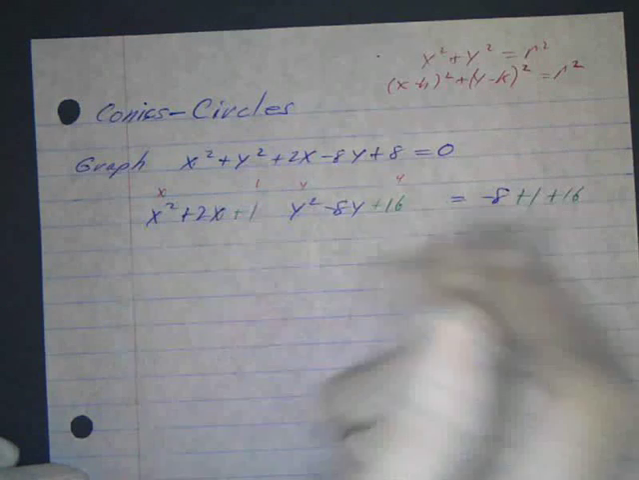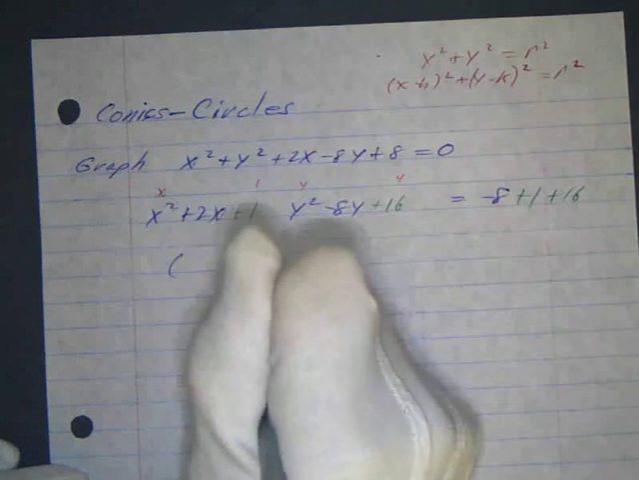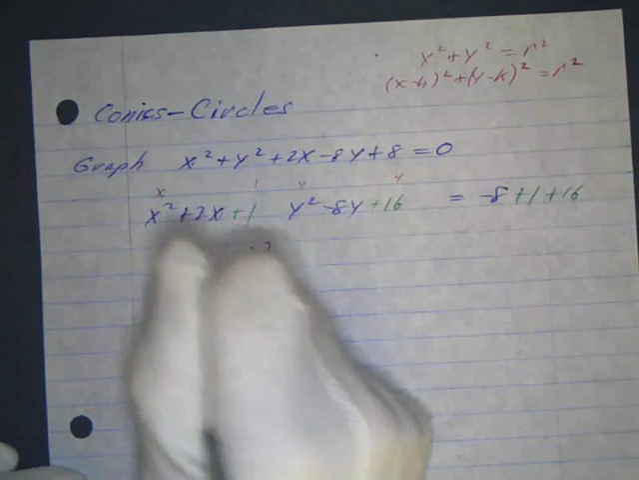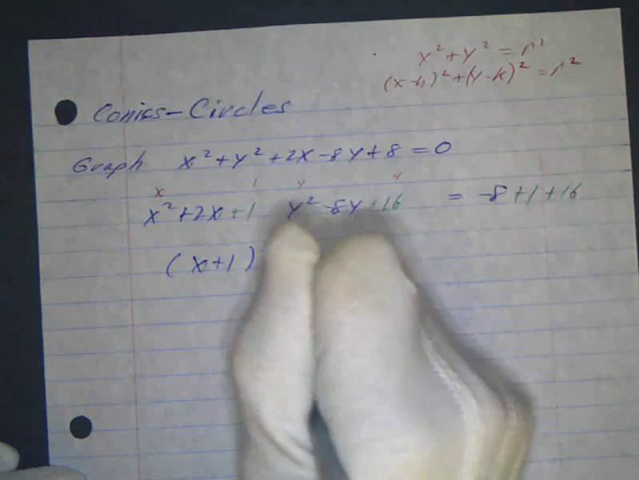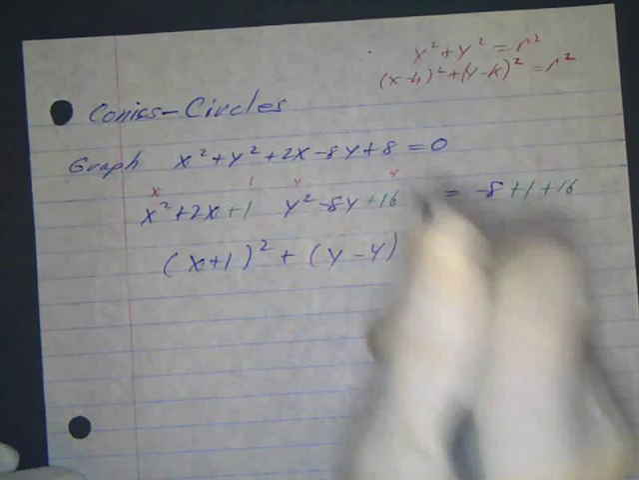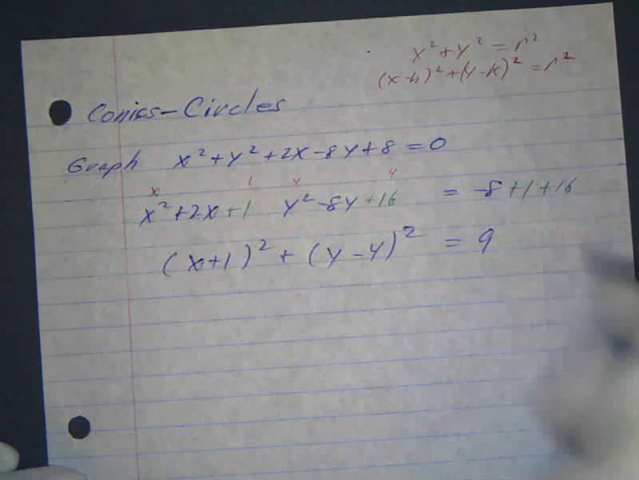So we complete the squares. These are nice simple trinomial squares. So it's (x plus 1) squared, plus (y minus 4) squared. Use these little numbers up here, squared. And 17 minus 8 is 9.